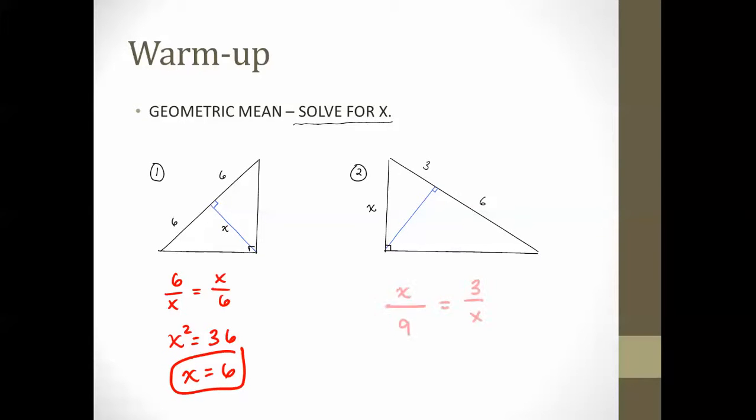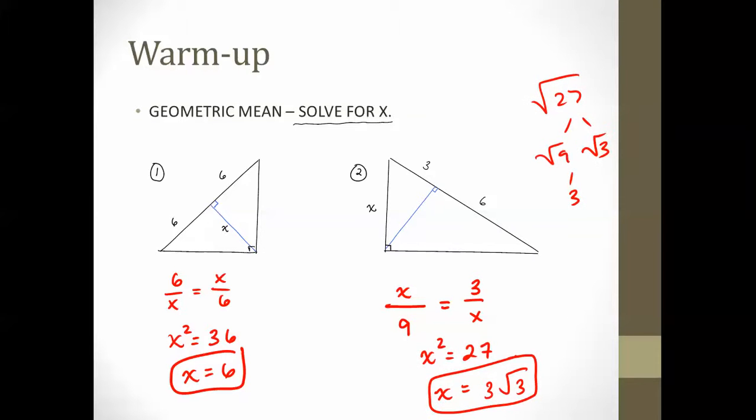Number 2, x over 9, that's short leg over hypotenuse of the big triangle, equals short leg over hypotenuse of the small triangle, 3 over x. So x squared equals 27, which if we square root both sides, the square root of 27 breaks down to 3 root 3.